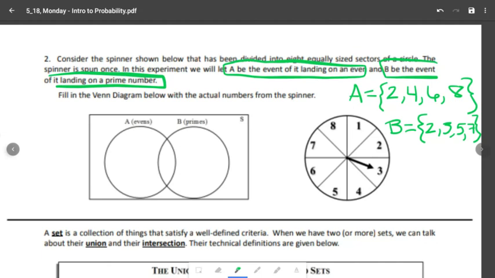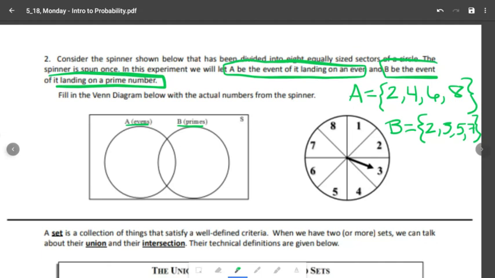So it says here, fill in the Venn diagram below with the actual numbers from the spinner. So Venn diagrams, I'm sure you have seen these in other classes. Notice we have 2 circles here. Above the circle on the left, it says A, which was event A, the evens. Above circle B, it says primes. That was event B, the prime numbers.